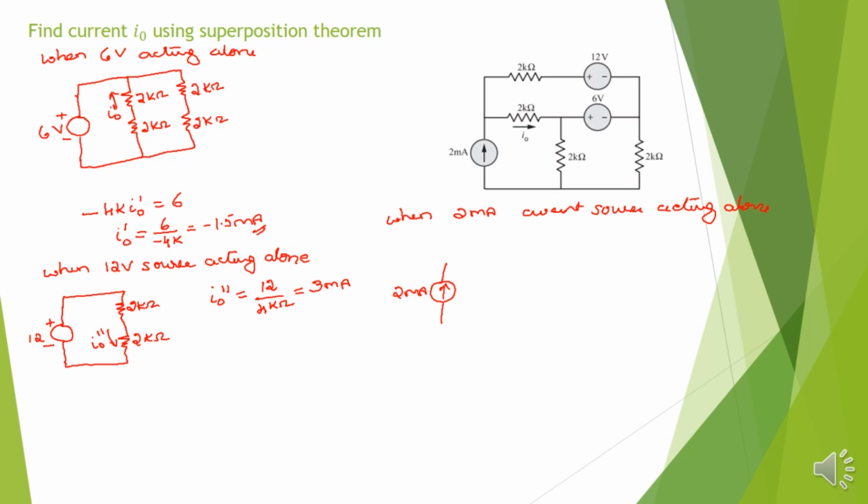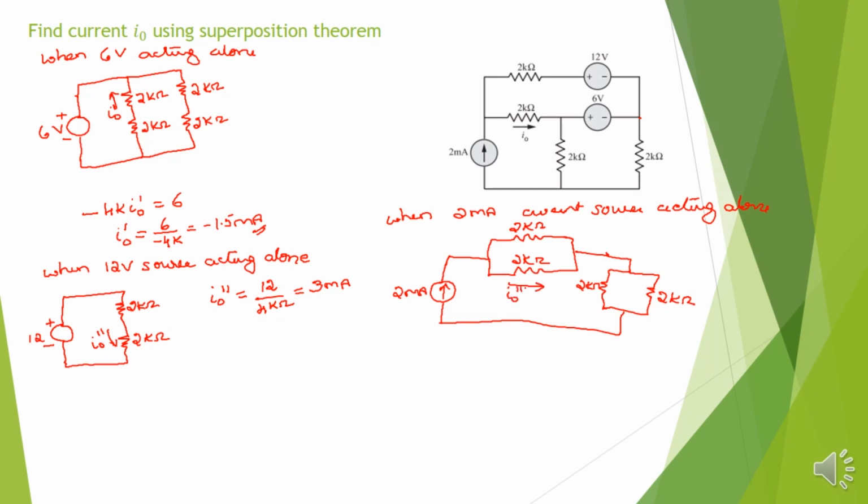So it becomes... this is the point, and then 2 kilo, 2 kilo, 2 kilo, 2 kilo. So where is this point? This current, this is one of these. So this current I will take as I naught triple dash.